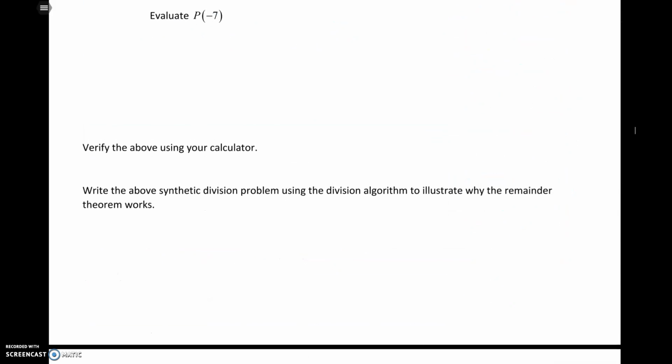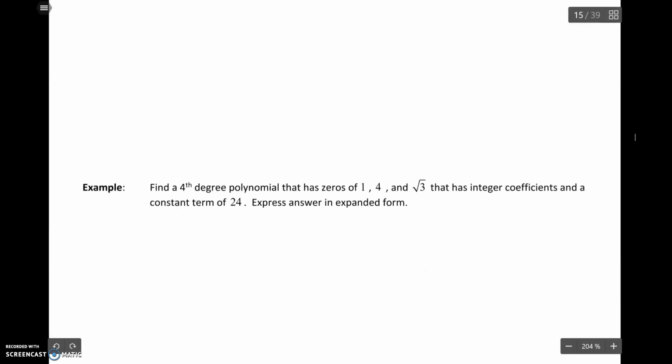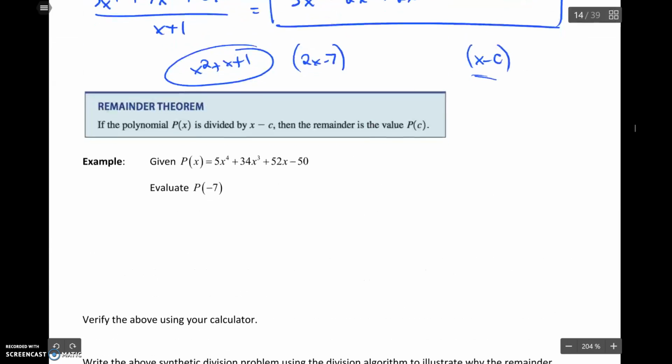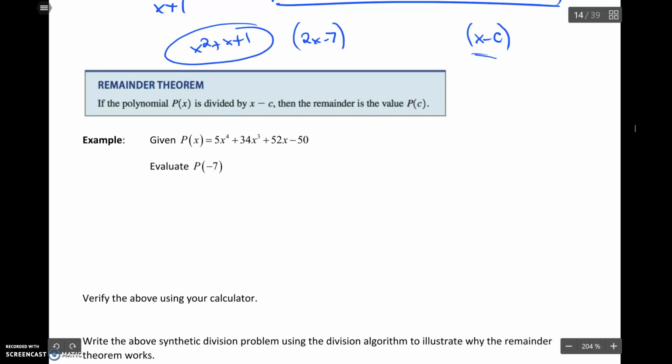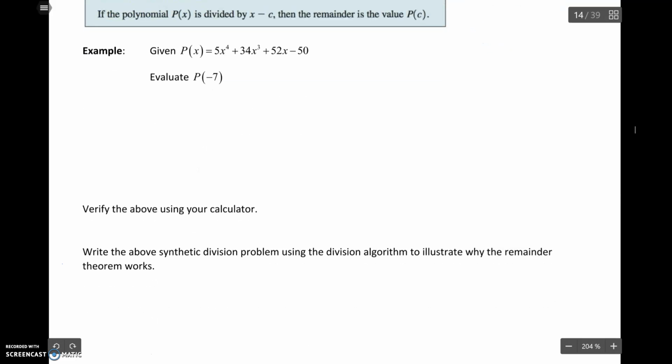All right, the remainder theorem. Okay, I've got 4 minutes. I'm going to have 3 minutes. I want to explain why the remainder theorem works. I'm going to start another video.